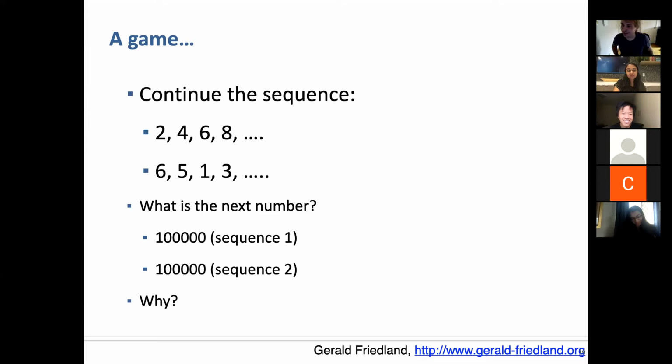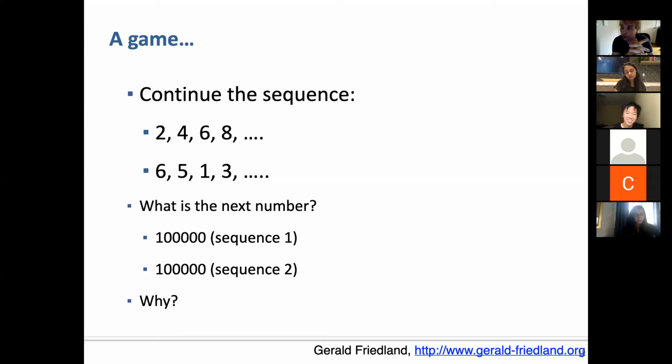So we have two sequences. And in the first sequence, it's really clear the number is plus two. And in the second, we kind of don't know. But here's what's more interesting. If I now give you the number 100,000, what's the next number based on the first sequence? 100,002. But what's the next number based on the second sequence? We don't know. And this is the interesting thing about machine learning.